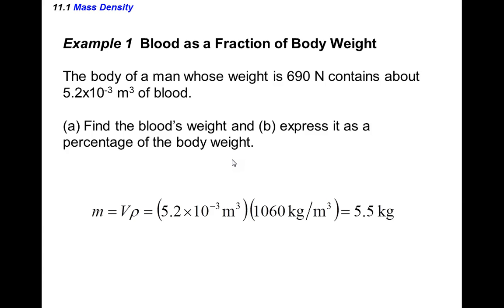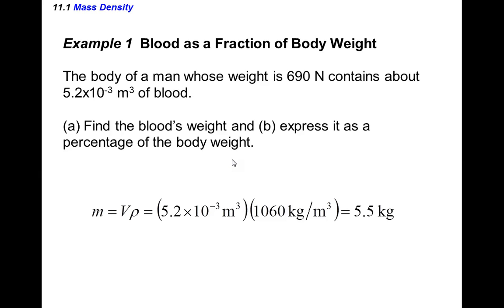So this first example is: the body of a man whose weight is 690 newtons contains about 5.2 times 10 to the negative third cubic meters of blood. That sounds like maybe not so much blood, but remember that's in cubic meters. A cubic meter is huge. It's a huge amount of volume. So find the blood's weight and express it as a percentage of body weight.